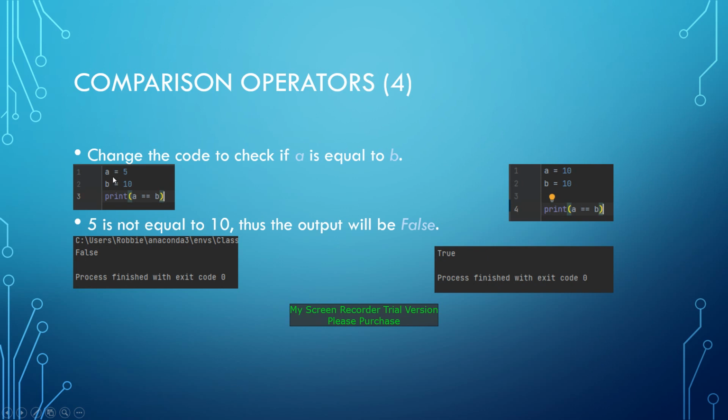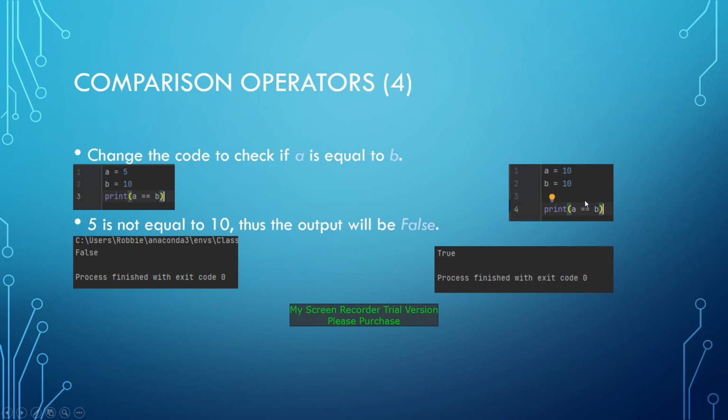Okay, so let's change the code now. Let's make a be 10 and b be 10, and now we test if they are equal to each other. If a is 5 and b is 10, then our output will be false, because 5 is not equal to 10. But on the other hand, if we have the same value, so let's say a is 10 and b is also 10, and we test if a is equal to b, then we get the output of true, because a and b both have the same values.